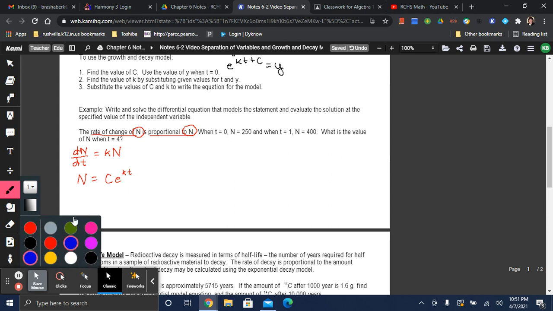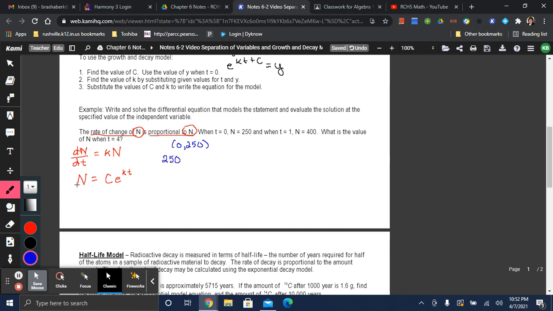Basically, I like to use ordered pairs. Time is your x, and whatever the other variable is, that will be your y value. So we'll start off with a time of 0, and when time is 0, this n is 250. And I'll show you another thing that always happens that you can use.